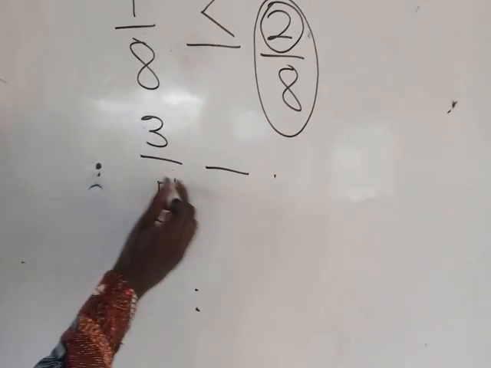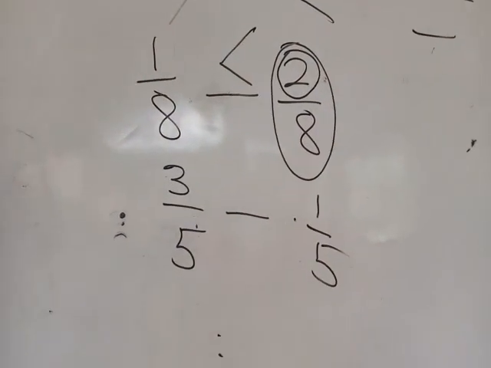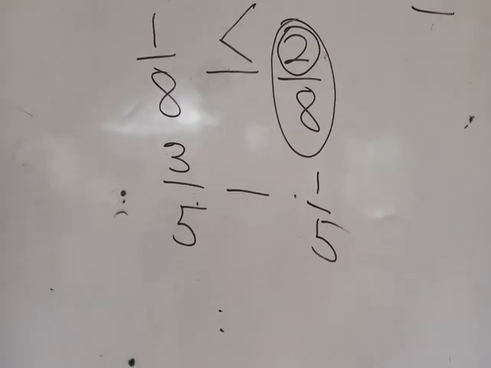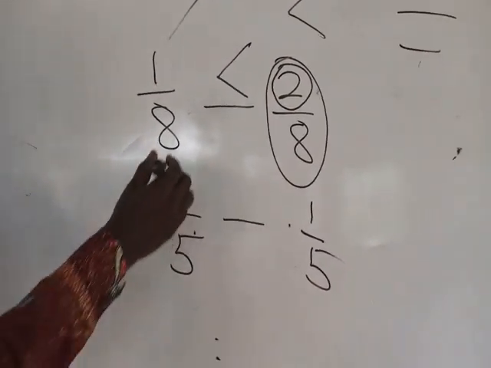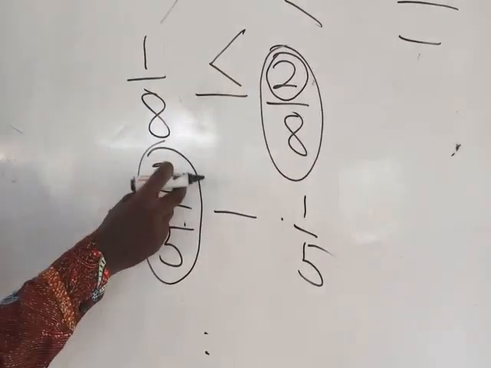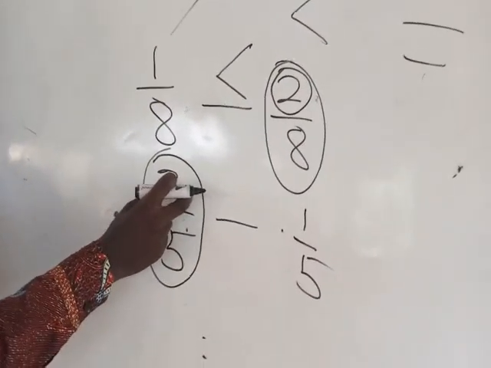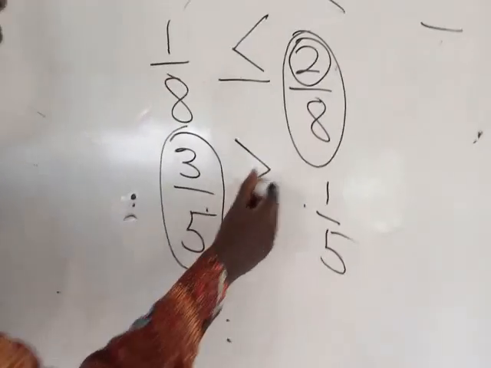3 over 5. 1 over 5. So 5 is the denominator. That's the same denominator. And which one is the greatest fraction? This one, because it has the greatest numerator and is on the left-hand side. This fraction is definitely greater than what?